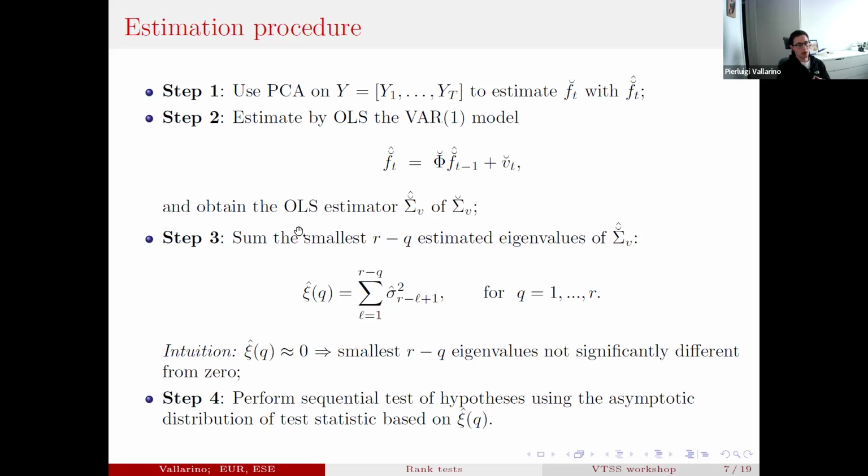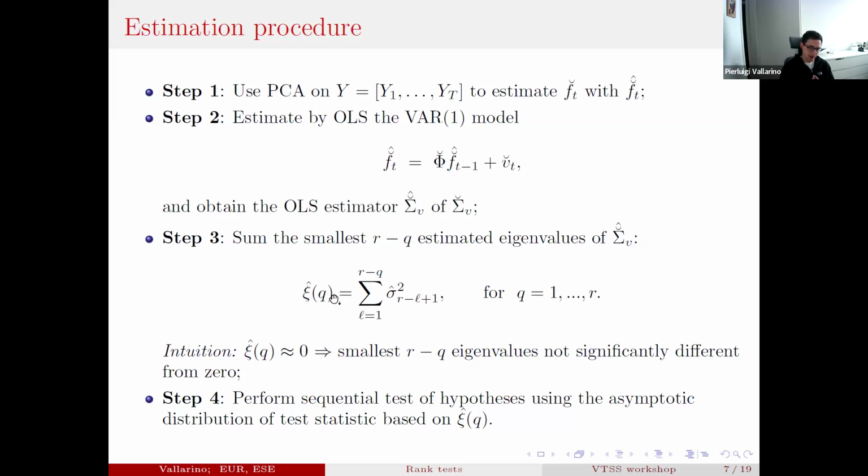Practically, how do we proceed? Well, a first step is to use principal component analysis on the observed panel to estimate static factors with a principal component estimator. We then estimate by ordinary least squares this VAR(1) that we can read here, and therefore obtain the OLS estimator of the variance covariance matrix of interest, the one of sigma breve V, and sum its smallest r minus Q estimated eigenvalues. So we have now this sum, psi hat Q.